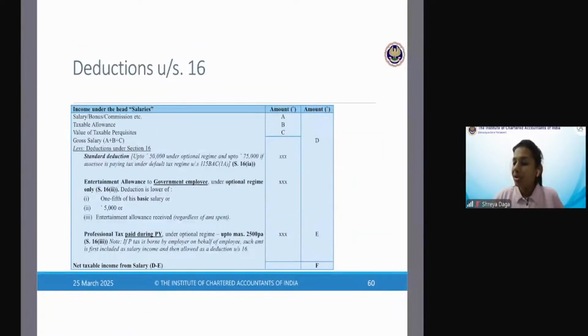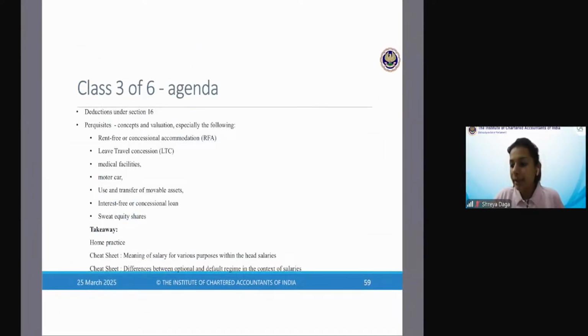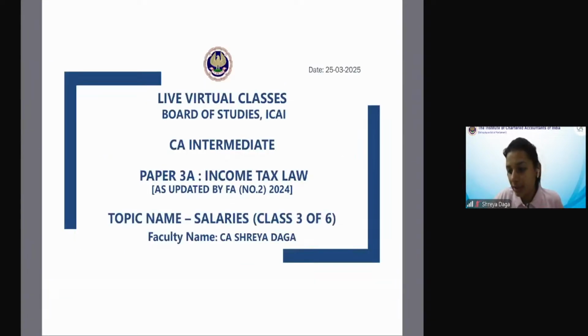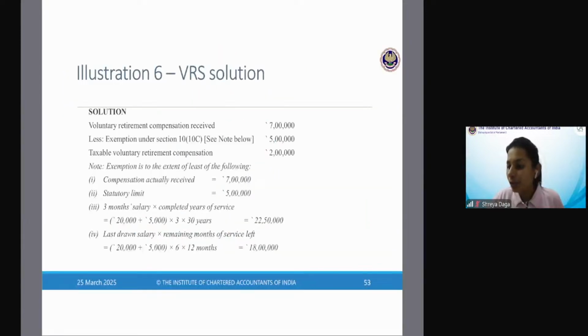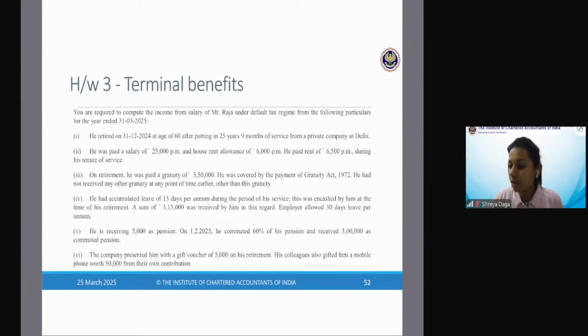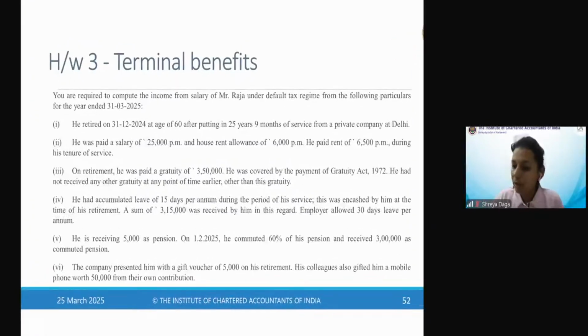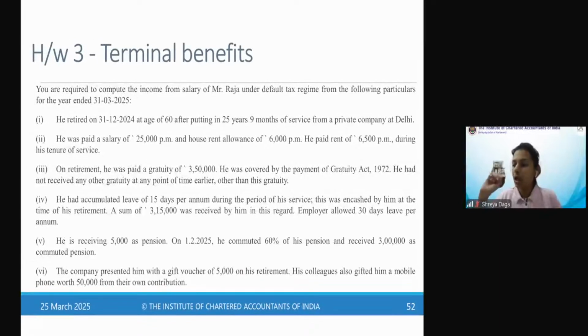Okay. So before we proceed to the deductions, let us do the homework solution. That is, the homework question that you got for the last class. Yes. So how many of you had done the homework solution on terminal benefits? Homework number 3, question number 3. How many of you have done this question at home? How many of you have tried solving it?